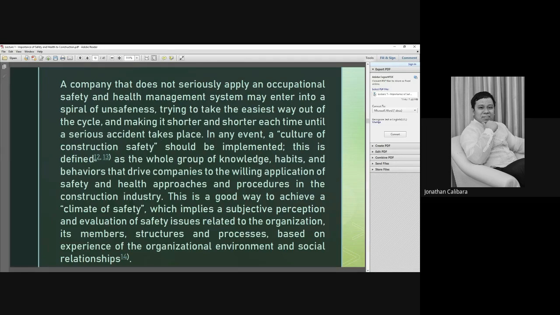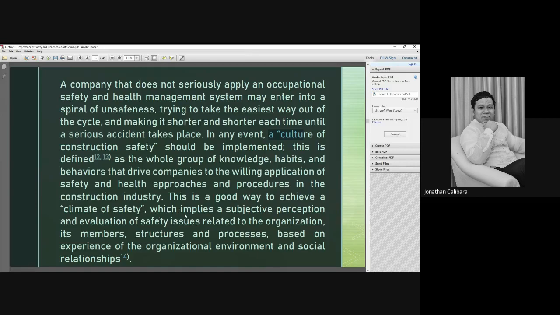Okay, in any event, a culture of construction safety should be implemented. Yes, correct. Culture, meaning a practice. Good practice. This is defined as the whole group of knowledge, habits, and behaviors that drive companies to the willing application of safety and health approaches and procedures in the construction industry.